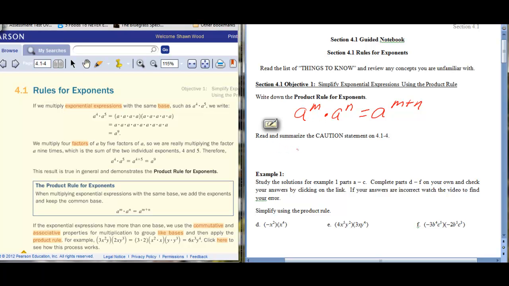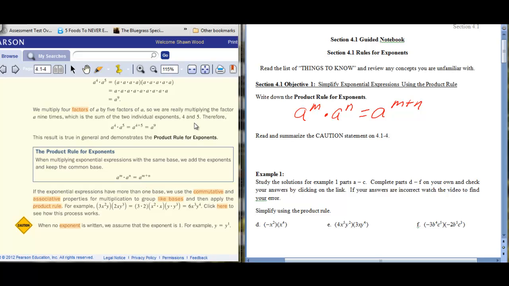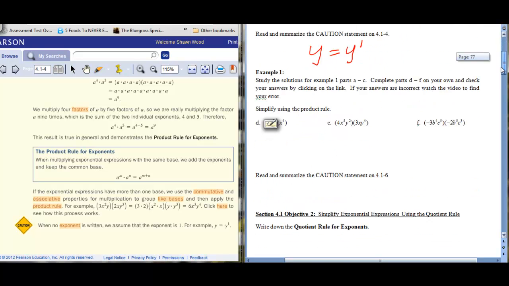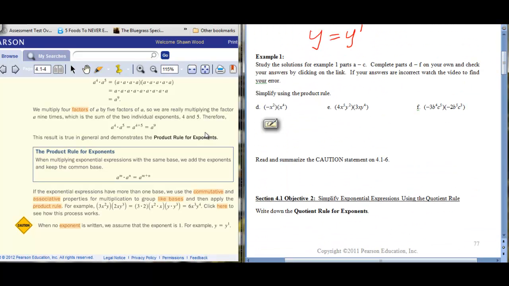And then in your notes it says, what's the caution statement? And the reason that we include these in your notes is because these are questions that students often have, and these are problems that they often make mistakes in. If you scroll down, you'll notice this caution statement. When no exponent is written, then we assume the exponent to be 1. And so, again, you don't need to be elaborate when you're doing your note-taking. Just record something that will be meaningful for you. So in this instance, you might write y is the same thing as y raised to the first power. And then as you continue working through your notebook, there's some examples.